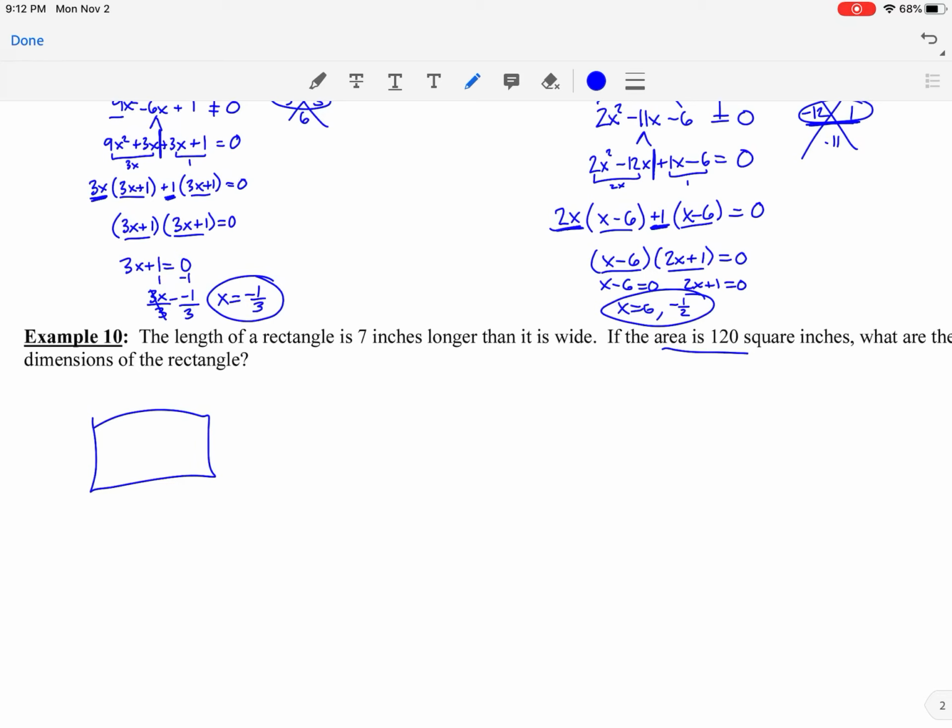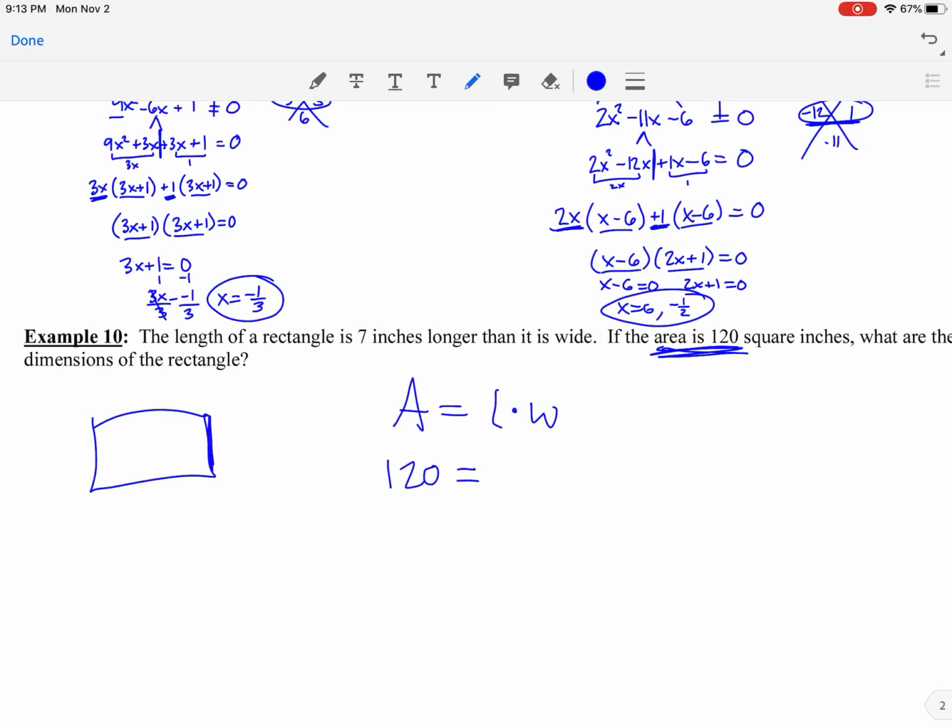So we're going to set up an equation here. And the equation that we know is we know that area equals length times width. So let's fill in what we know. And really the only thing that we know at this point, like for sure, is that the area is 120. But now we have to fill something in for the length and width. And we know a relationship between them.